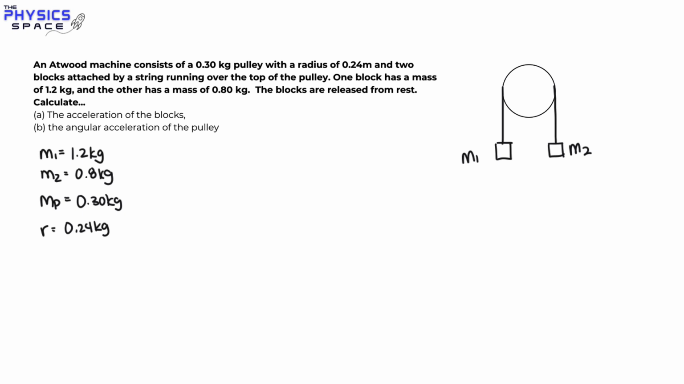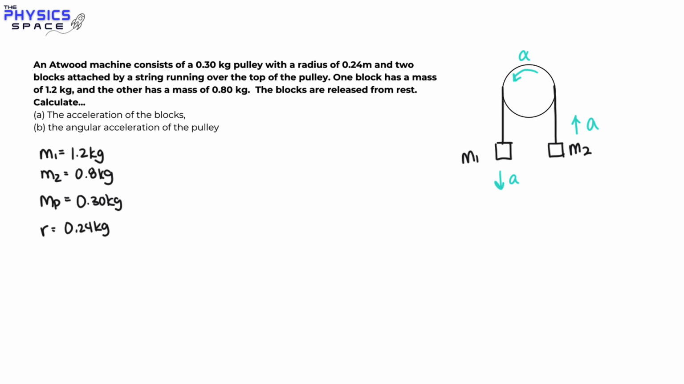Okay, so given that mass 1 is the heavier mass, we want to think about the direction of acceleration for all of these things, mass 1, mass 2, and the pulley. So mass 1 is going to accelerate downward. Mass 2 is going to accelerate upward. And then the pulley is going to have this angular acceleration in the counterclockwise direction.